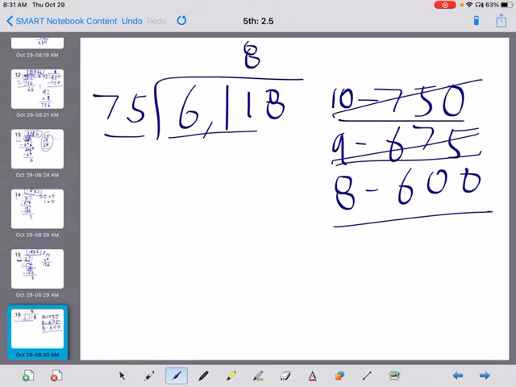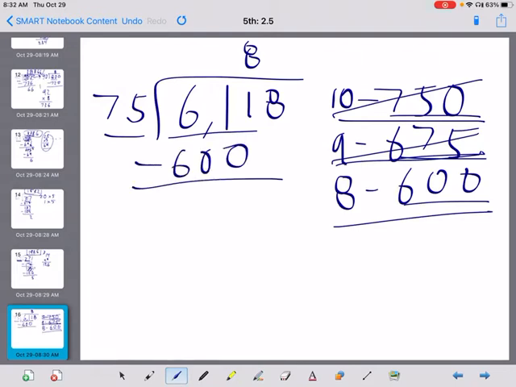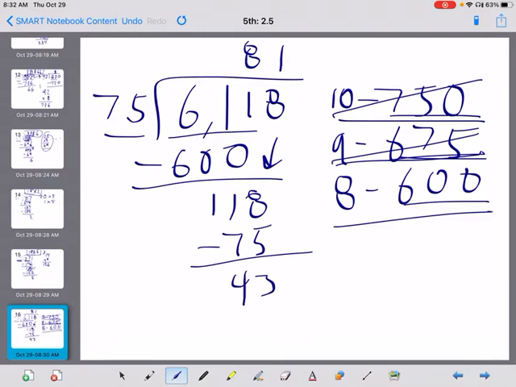And remember, the way I did that is I just took 75 off of 750, 75 off 675. 8 times 75, well, we know the answer is 600. We just figured it out already, right? And then drop down the 8. 75 goes into 118. Well, 75 times 2 is 150, so 75 times 1 more is what we're looking for. 8 minus 5 is 3. And 11 minus 7 is 4. So we've got 81, remainder 43. Great.